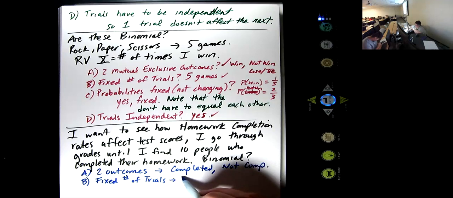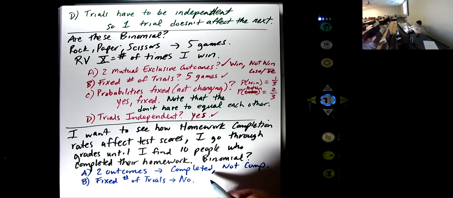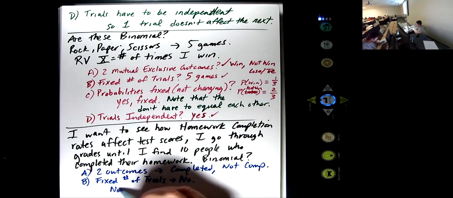This is no. It could be the first 10 students that I go through the roster for. It might be the last 10 students, or it might be sprinkled around. It might take me a while to find 10 students. So this one is not met. So this is not a binomial distribution.